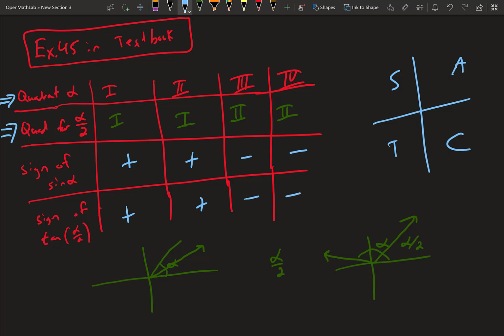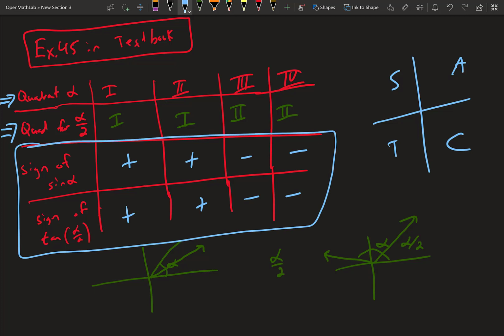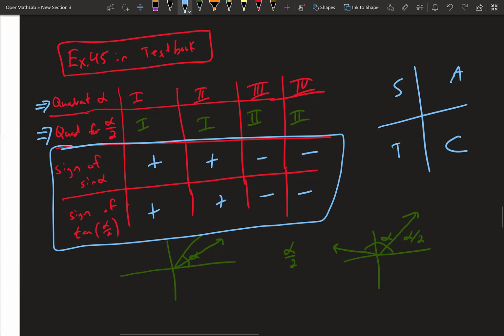What we want to pay attention to is how these two rows match exactly. In other words, the sign of sine of alpha matches the sign of tangent of alpha divided by 2, no matter what alpha is. That's a fact that we would have found in exercise 45 that we're going to need to use in example 8.